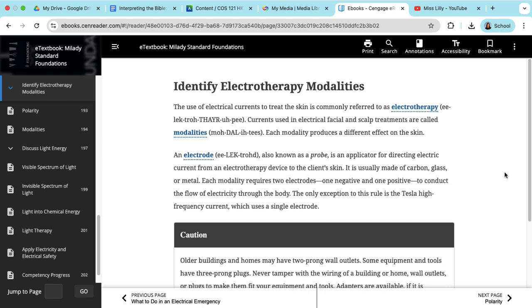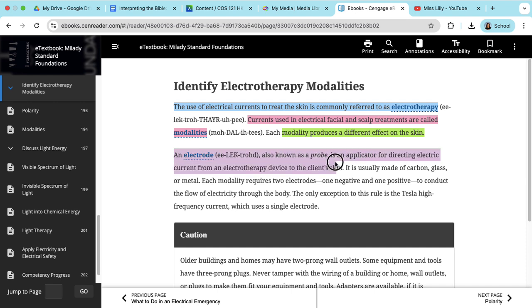Identify electrotherapy modalities. The use of electrical currents to treat the skin is referred to as electrotherapy. Currents used in electrical facial and scalp treatments are called modalities. Modalities produce a different effect on the skin. An electrode, also known as a probe, is an applicator for directing electric current from the electrotherapy device to the client's skin.